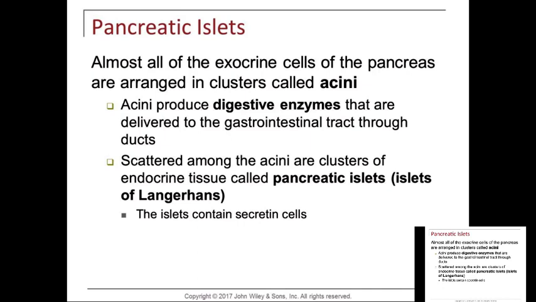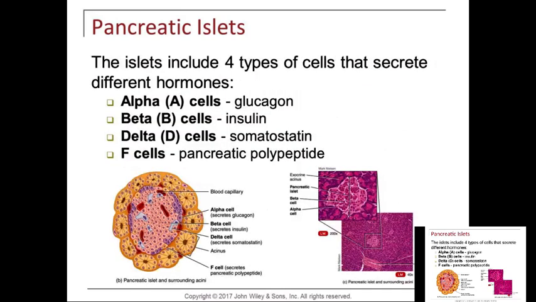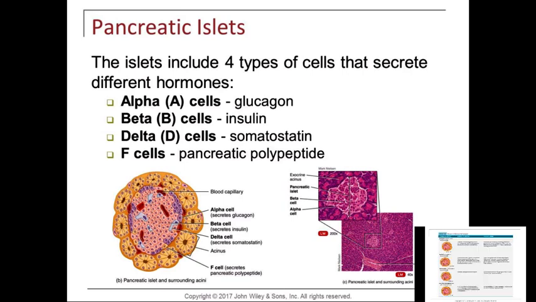The endocrine portion are more the islets of Langerhans, and there are alpha cells, beta cells, delta cells, and F cells. The alpha cells release glucagon to increase blood sugar, and the beta cells are producing insulin. These are antagonistic to one another. Then there's the delta cells for somatostatin, and F cells for pancreatic polypeptide.